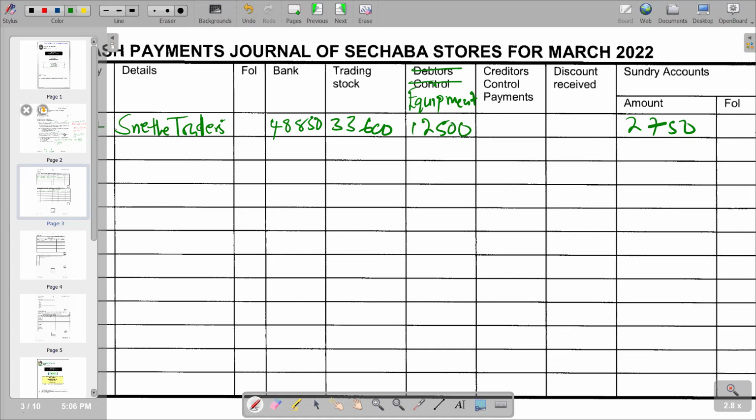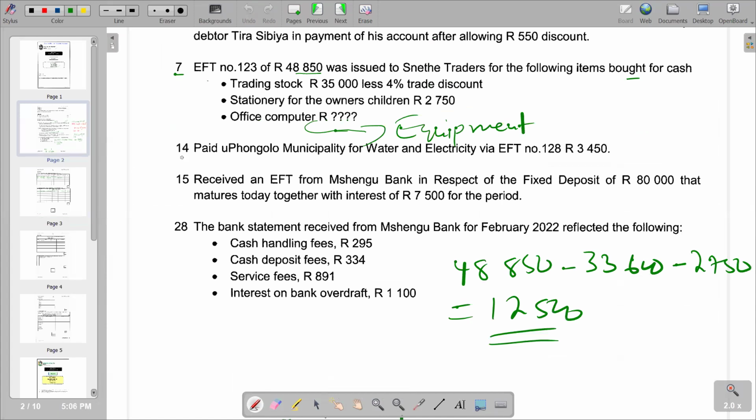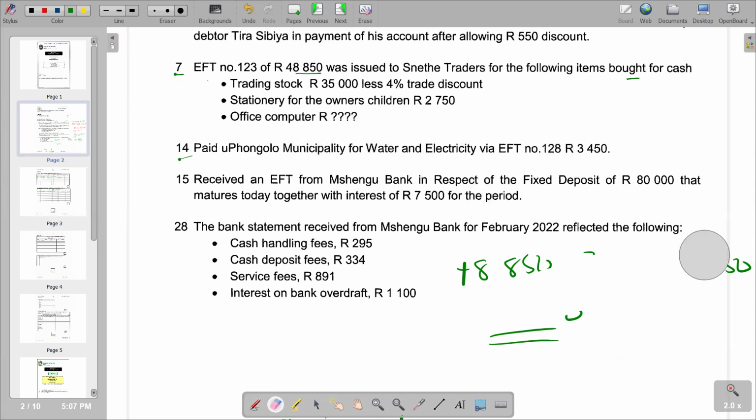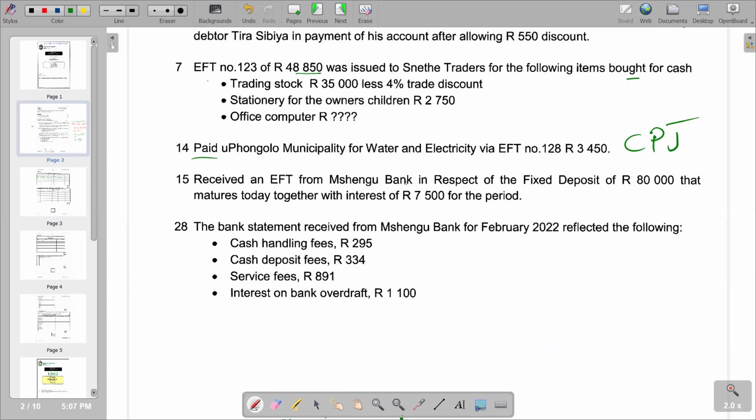Then from there, we can look at the next one, that is on the 14th: paid Umpomolo Municipality for water and electricity via EFT number 128, 3,450. So we have another transaction that we need to locate. This is paid, so obviously it's going to the cash payments journal. So we have got document number 128, and the amount is 3,450 for water and electricity, and it's being paid to the municipality, and the date is 14.